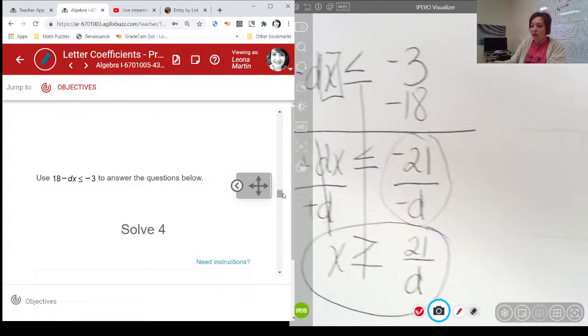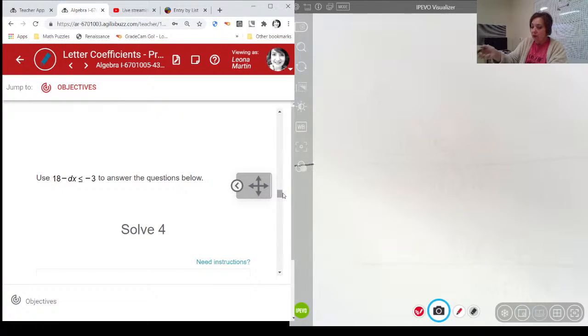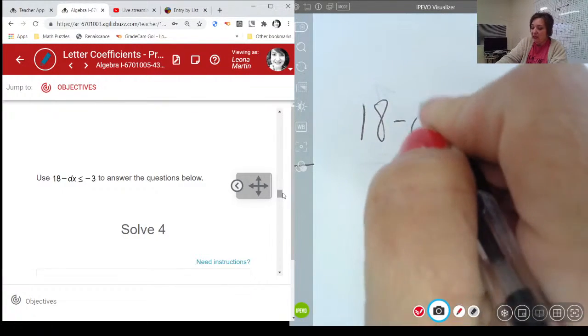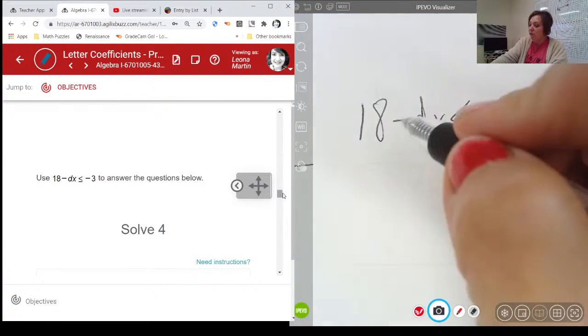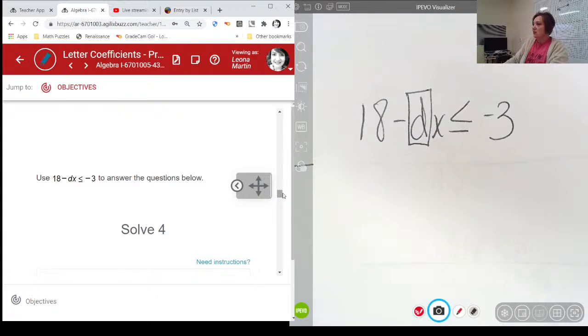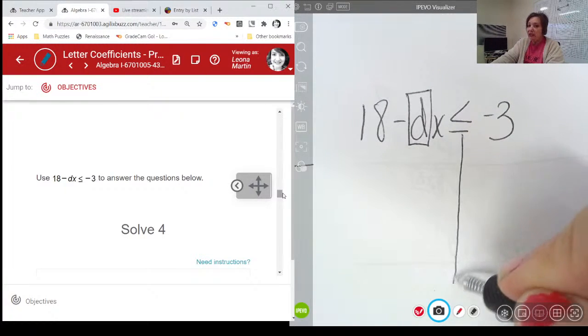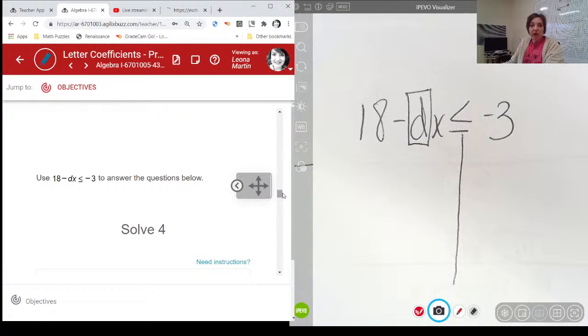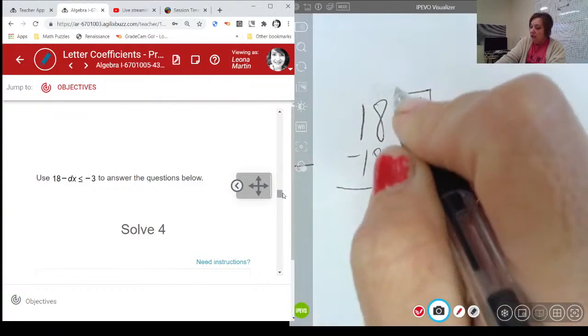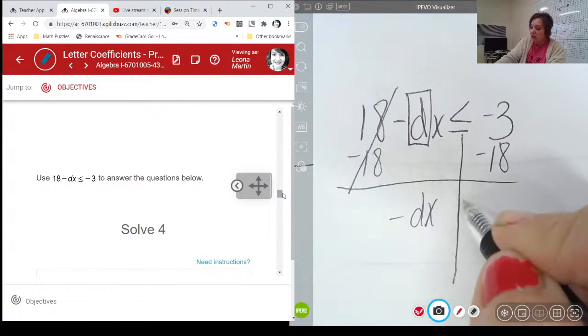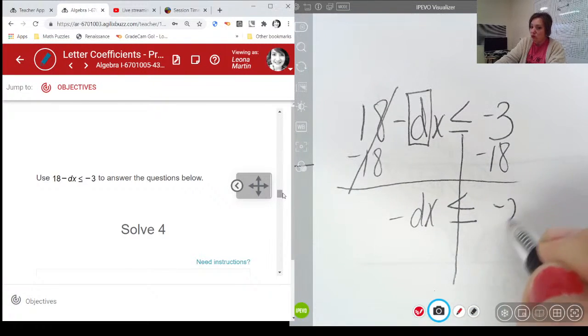Now, what if I took that exact same problem, and I have 18 minus dx is less than or equal to negative 3, but I tell you to solve for d instead of x. You're going to do the same process, right? You're just solving for a different variable. It's going to have a slightly different looking answer. So what would we get rid of first? So we're going to subtract that 18, right? And that's going to give us negative dx is less than or equal to negative 21, just like we had a while ago.